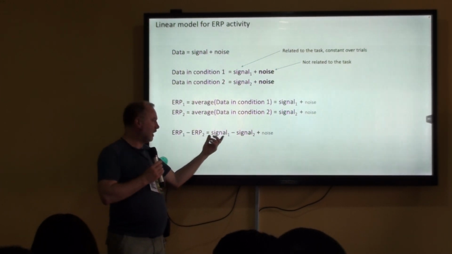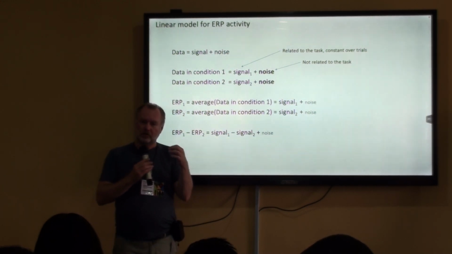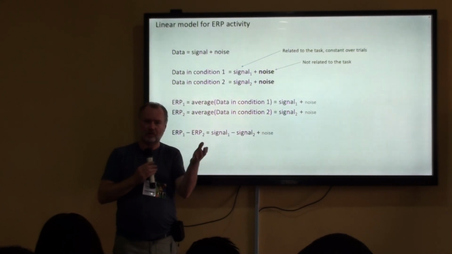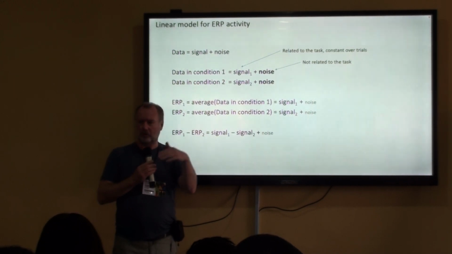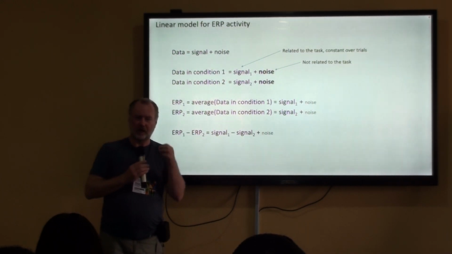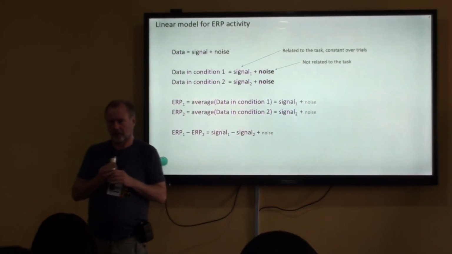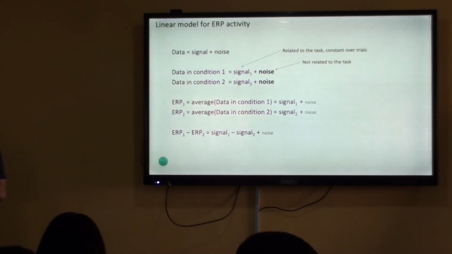And the only difference that I have between signal 1 and signal 2 in the example that I showed before is due to the stimulus being a face. It's not due to the stimulus being visual, but it's due to the stimulus being a face. So by subtracting the ERPs that we compute in both conditions, we can make it selective to facial processing and thereby remove the visual processing. Is this clear? Yeah?